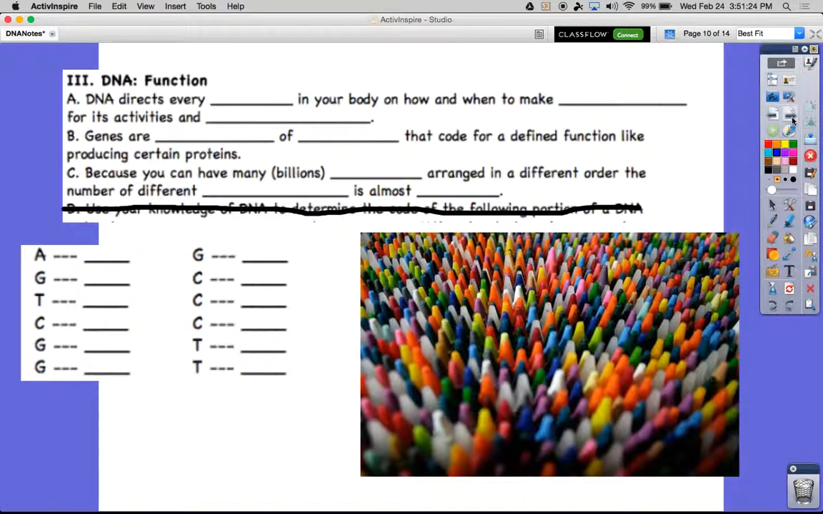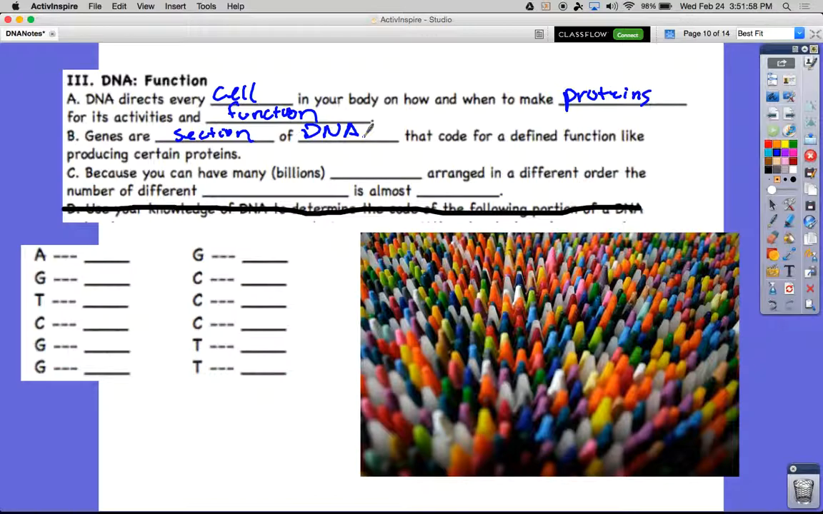Okay? So the DNA function is that DNA directs every cell in your body on how and when to make proteins for its activities and functions. So whatever a cell does, DNA determines that. Genes are sections of DNA that code for a defined function, like producing certain proteins. So sections of DNA, genes, code for certain proteins.